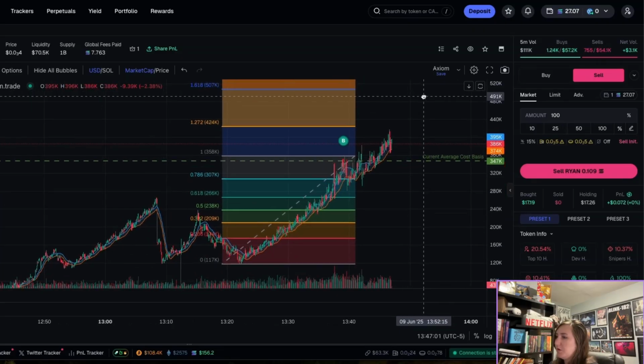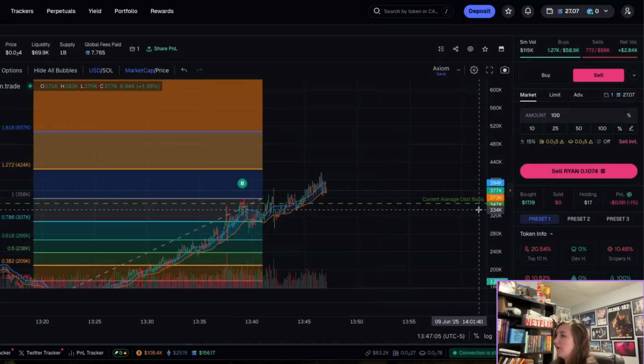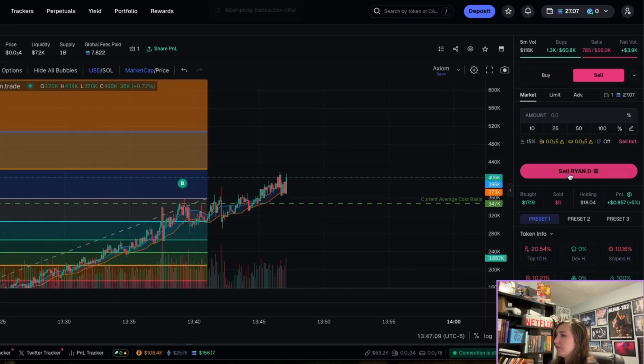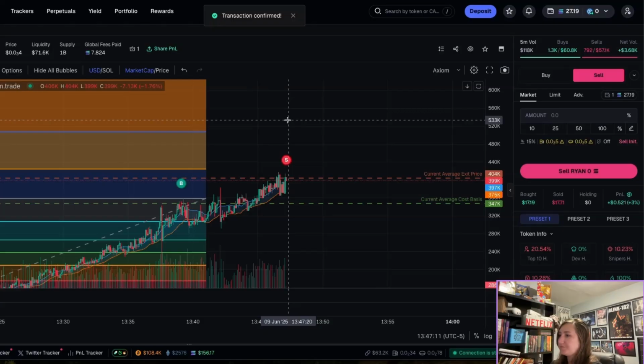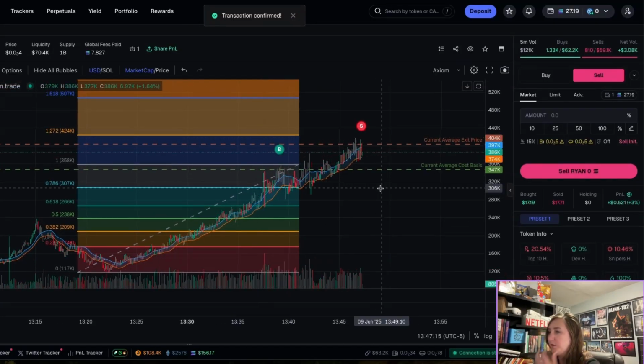So this is a weird graph. I'm not really a fan of this graph. It's not very natural looking, I would say. It could dump on you any instance. Probably just sell here. But as you'll see, it did come up to that 1.272 level.